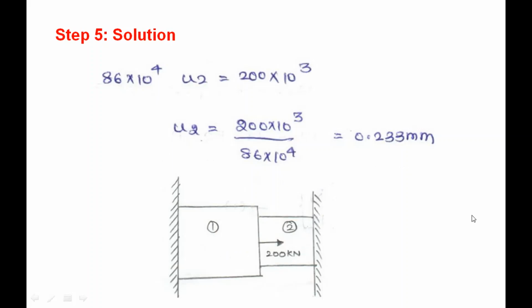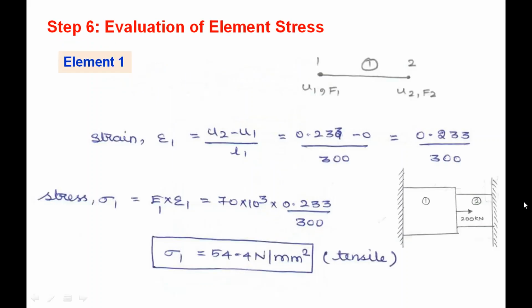Now after getting this displacement, we have to derive the stresses at each section 1 and 2. That is called post processing. Now, evaluation of the element stresses. First we will consider element 1. For element 1, we have node 1 and node 2, with displacements u1 and u2. For finding the element level stress, first we are going to find the strain acting on element 1. u2 is the second node, u1 is the first node.